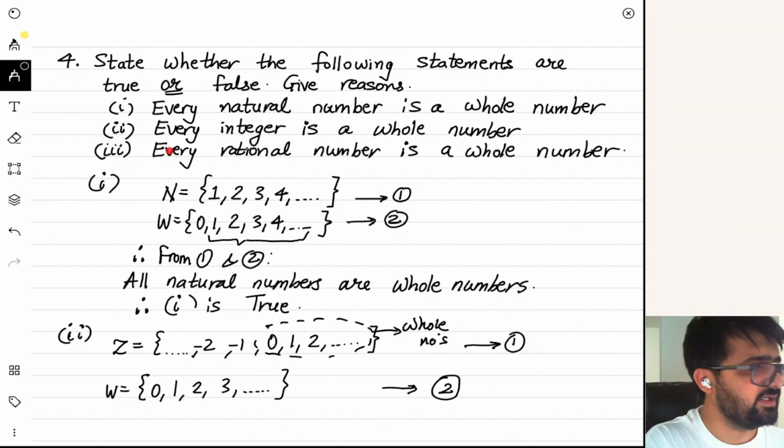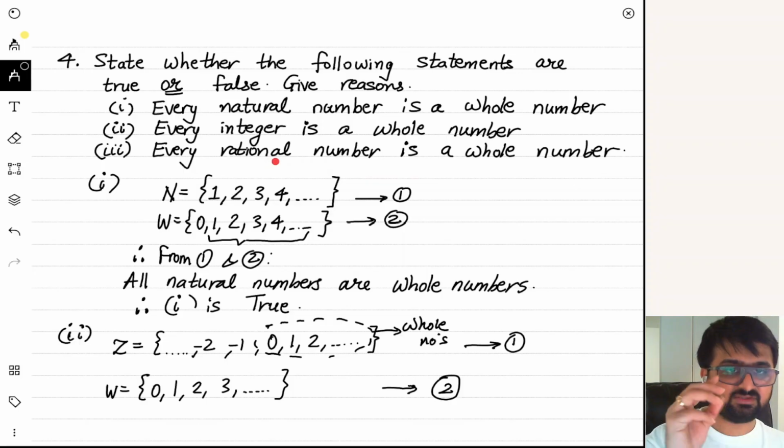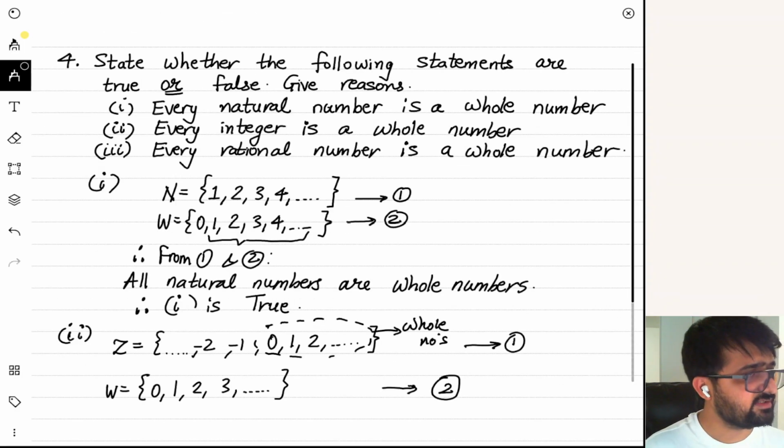Question number 3 says, identify if it's true or false. Every rational number is a whole number. Now we know rational numbers contain all integers. There are some non-integers as well. Basically, a rational number is a number that can be written in the form of P over Q. So every rational number is not a whole number, because rational numbers do contain decimal numbers too, like 3.1, 3.2, 5.1, 5.2. There are some negative numbers as well, basically all the negative integers plus the negative decimals and so on. So every rational number is not a whole number. Let's write that down.